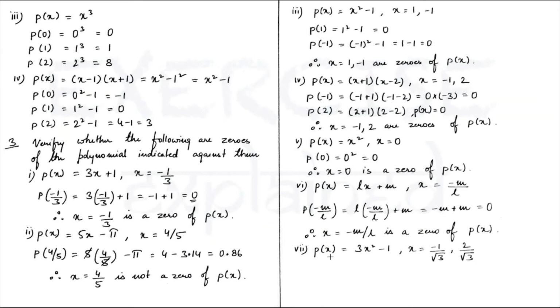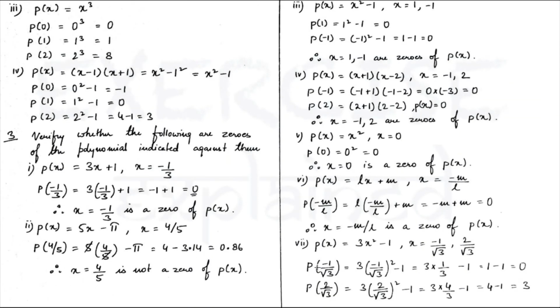Coming to the next one, p of x is equal to 3x square minus 1. x is equal to minus 1 by root 3 comma 2 by root 3. So again, we'll be checking for both of these values. So you can see here p of minus 1 by root 3 is equal to 3 into minus 1 by root 3 square. So minus 1 square becomes 1, and root 3 square becomes 3. So we get 3 into 1 by 3 minus 1. So 3 and 3 cancel. We are left with 1 minus 1, that is equal to 0. So p of minus 1 by root 3 is a 0 of the polynomial.